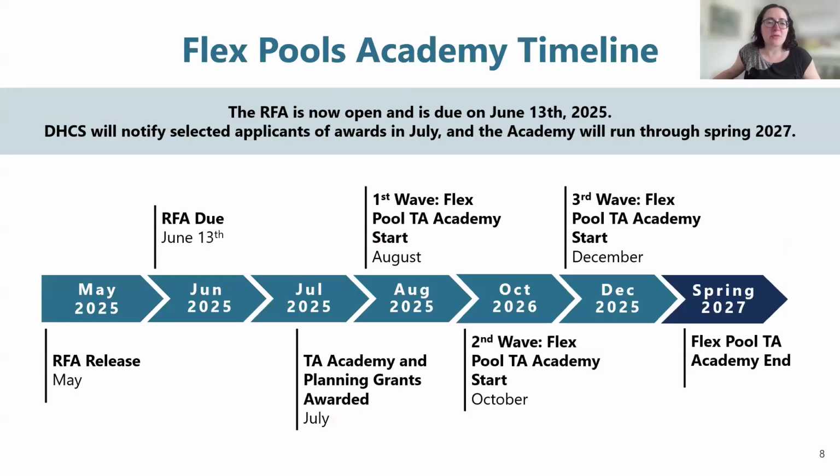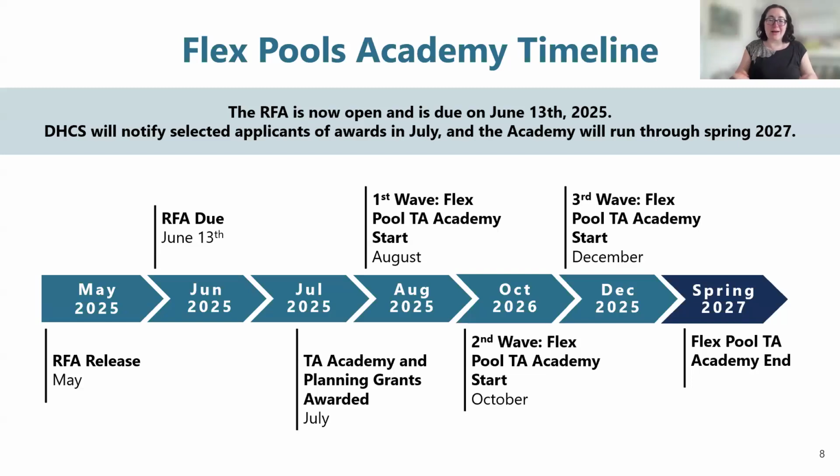Okay. So if we can go to the next one. Okay, so what's the timeline? So right now, RFA is open. It was released last week on Wednesday, and it is due Friday, June 13th. So we'll get your applications in mid-June. Notices will go out probably at the very end of July to who was awarded for the planning grants and the TA Academy. And then we'll stagger the starts. Some folks starting in August, some in October, and some in December. And then it'll be that monthly, sometimes a little more frequent, sometimes a little less frequent, meetings until spring 2027.